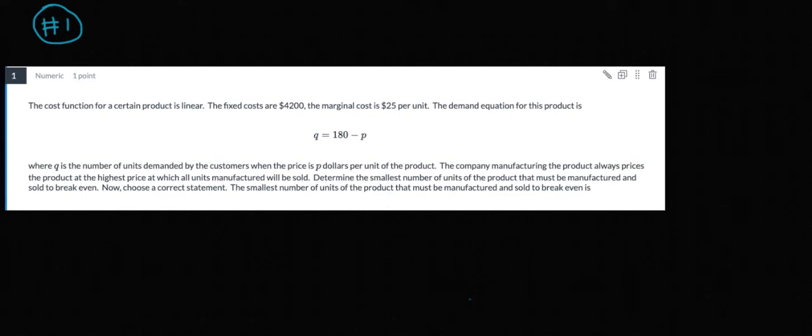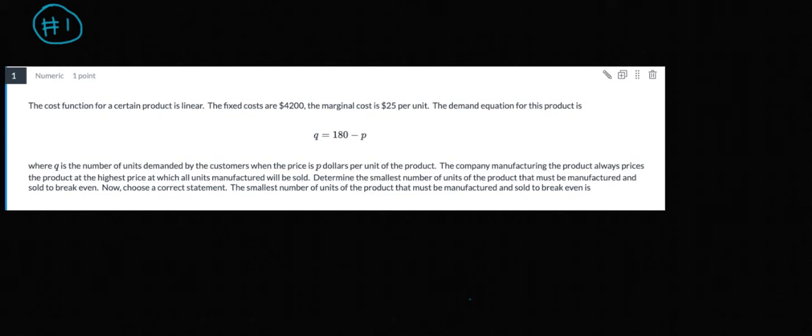We're told also that the company manufacturing the product always prices the product at the highest price at which all units manufactured will be sold. And we need to determine the smallest number of units of the product that must be manufactured and sold to break even. Let's begin with the cost function.